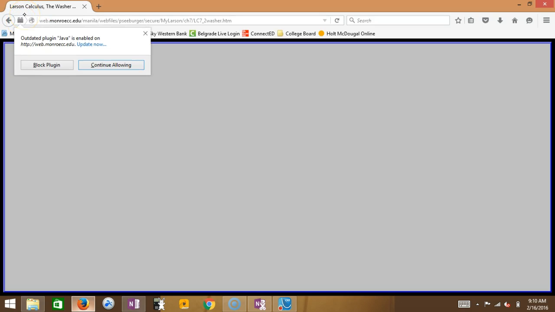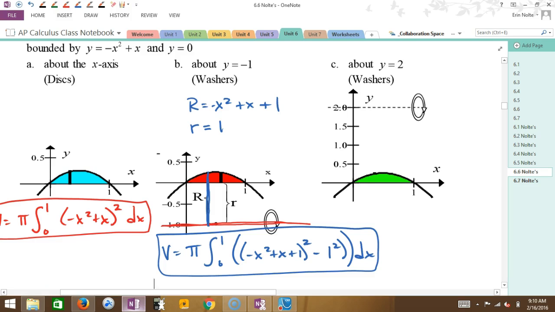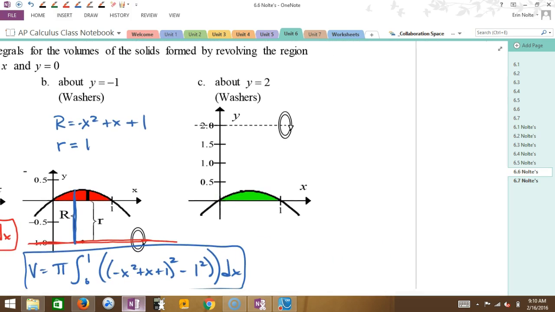Okay, see if my thing is done yet. Still not done. All right. I'm going to give an example at some point today, hopefully.